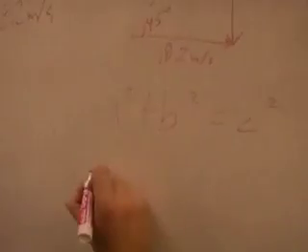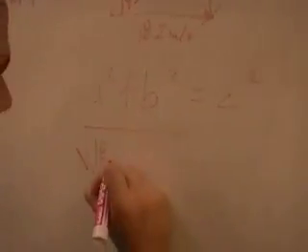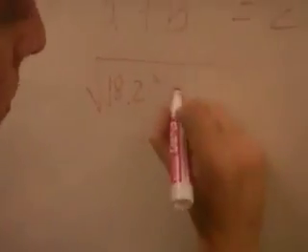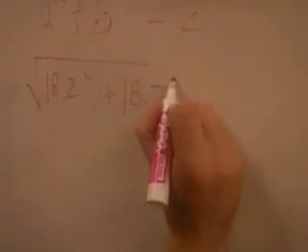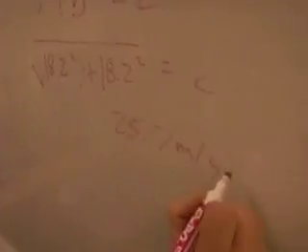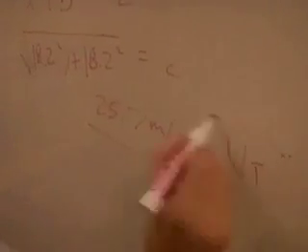We're going to get the square root of 18.2 squared plus 18.2 squared equals C. Our answer, 25.7 meters per second. With our space fitting. Right there.